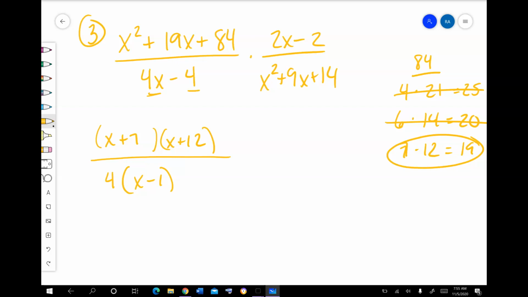Okay, when you're doing GCF, you're dividing by what you're pulling out. So 4x divided by 4 is x. 4 divided by 4 is 1. That's how I'm getting those, okay? All right, times another GCF. We're going to pull out that 2. Divided by, now I need something that multiplies to give me 14 and adds to give me 9. Well, that's 7 and 2.